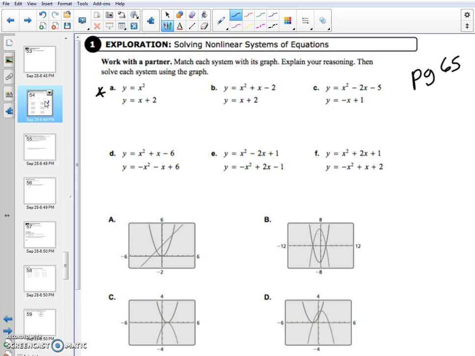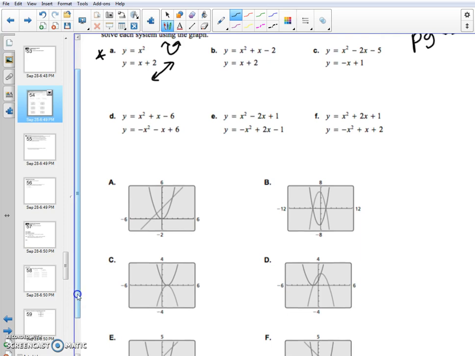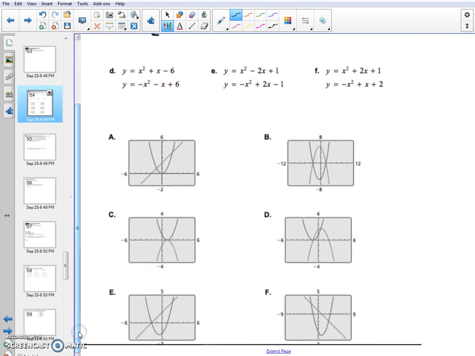All right, so the things I'm looking at. First, I know that in the system with A here, y equals x squared is a parabola, and that's just the basic parent function parabola. It opens up, vertex at 0, 0. And then I know the second equation in the system is a line with a positive slope. So when I look through these graphs here, I'm looking for something that has a parabola and a line. So it couldn't be B, C, or D. Those are 2 parabolas. So it's got to be either A, E, or F.